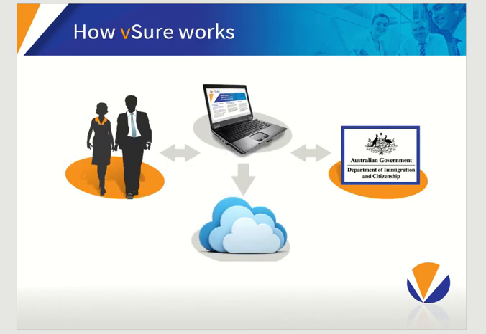So how does vSure work? Well, what you do is you import all of your employees' data onto our system, stored securely on the cloud, and then we can set up schedules to check the status of your staff through the Department of Immigration. We get that information directly from them. You know it's current, you know it's correct, and you can rely on that information.